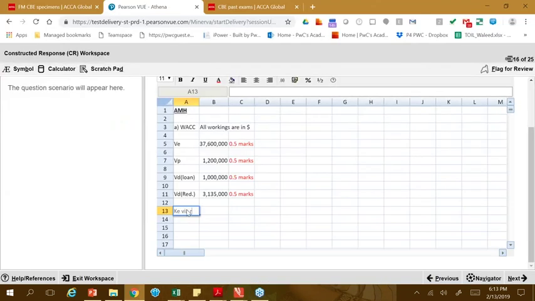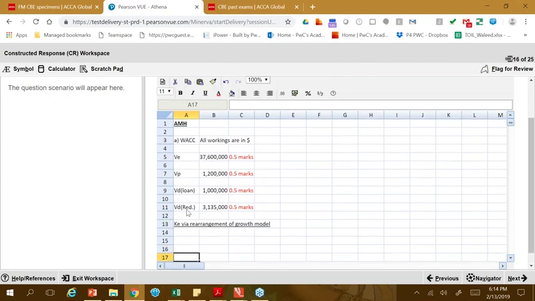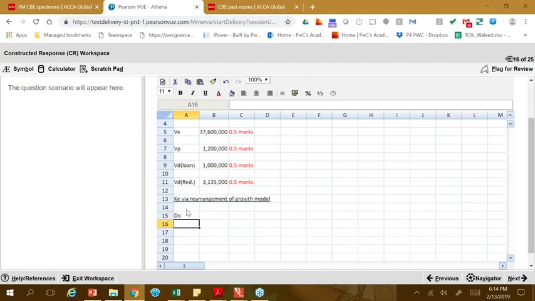KE via rearrangement of the growth model. We need 3 things here. We need the dividends now. We need the share price, which has to be ex-div, and we need the growth.